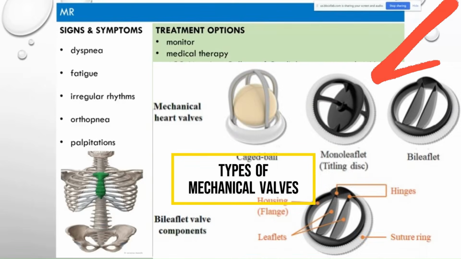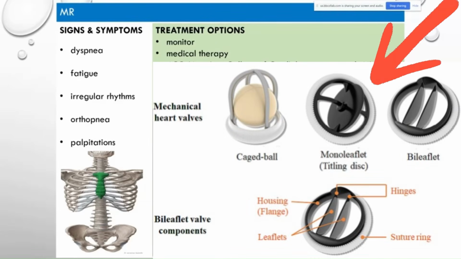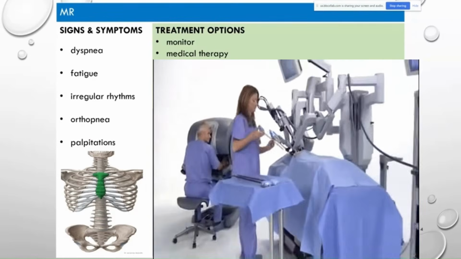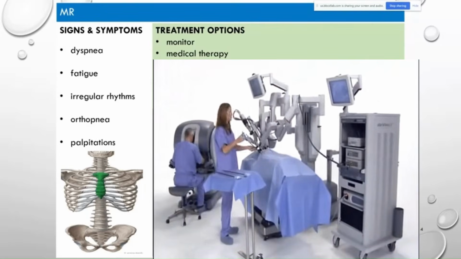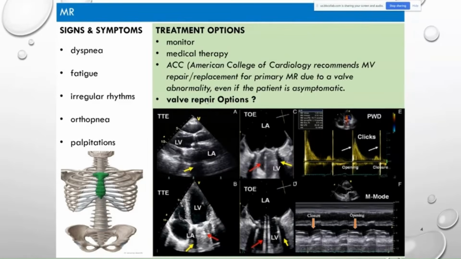And sometimes they may do open heart surgery, they may do a cath lab situation, or even a minimally invasive surgery. And now they have robot assisted surgeries. So the doctor will sit at a console and use robotic arms with the surgical instruments to perform the surgery. And you can have what is called thoracoscopic surgery.